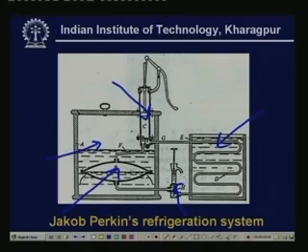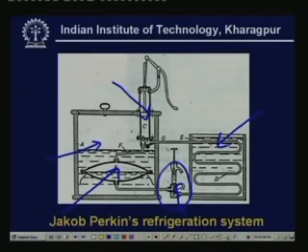Now let us look at the operation. Ether which is at a low pressure boils in the evaporator here. Since boiling is endothermic, it takes heat from the surrounding water and the surrounding water gets cooled. Now the compressor takes out whatever vapor is generated and compresses the refrigerant vapor to a high pressure. When this high pressure refrigerant vapor flows through the condenser, it rejects heat to the surrounding water and becomes a high pressure liquid. This high pressure liquid, to complete the cycle, flows through an expansion valve, and during this process its pressure and temperature drop and the cycle repeats.